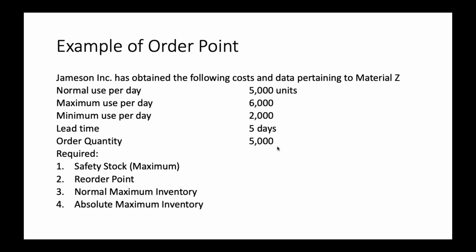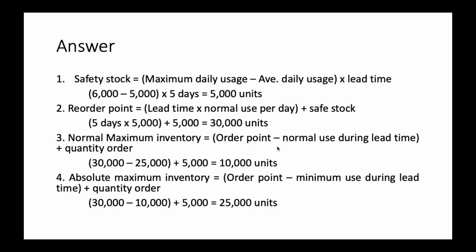Okay, let's compute for the safety stock. In our formula, maximum daily usage minus the average times the lead time, that is 5,000 units. The reorder point is lead time times the normal usage plus the safety stock, therefore 30,000 units. So if our inventory reaches 30,000, we must place an order.